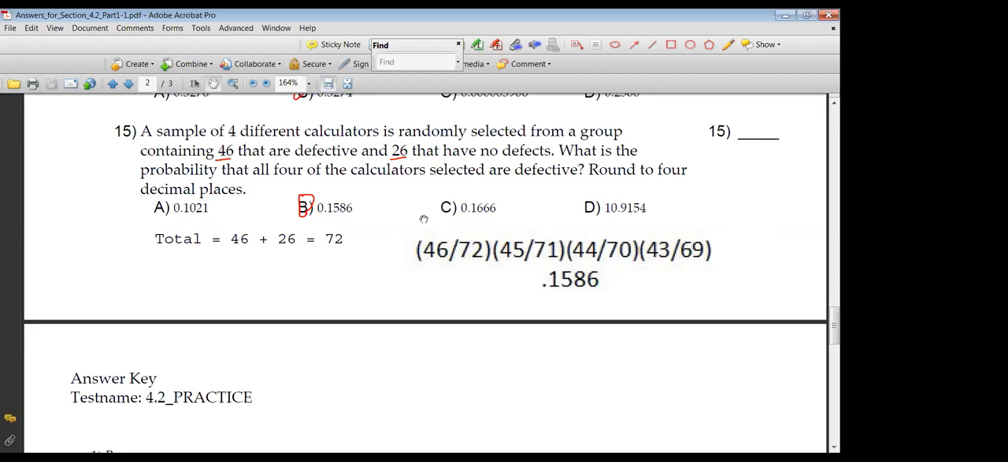But the key thing is that these are multiplication. These are AND problems. The probability of getting a defective one first and a defective one second and a defective one. Notice the word AND is implied here. But be aware, when we get to the OR situation, if it's an OR problem, the word OR will be there. It's in the single trial, the word OR. The AND is a lot of times implied. And that's a pretty straightforward point.